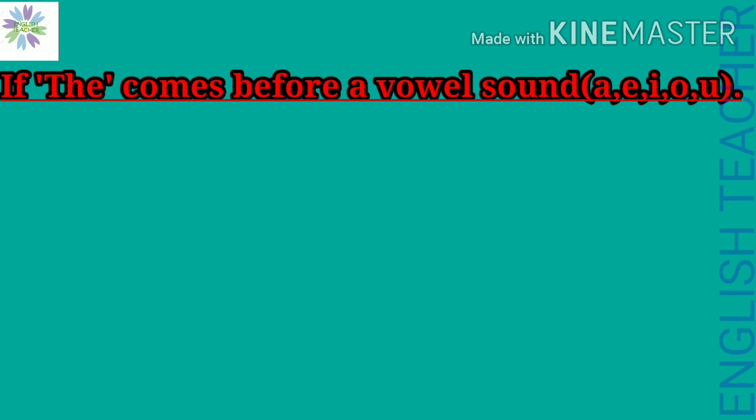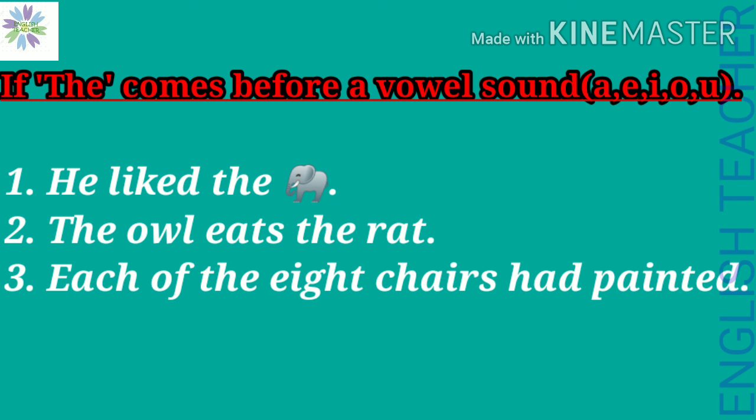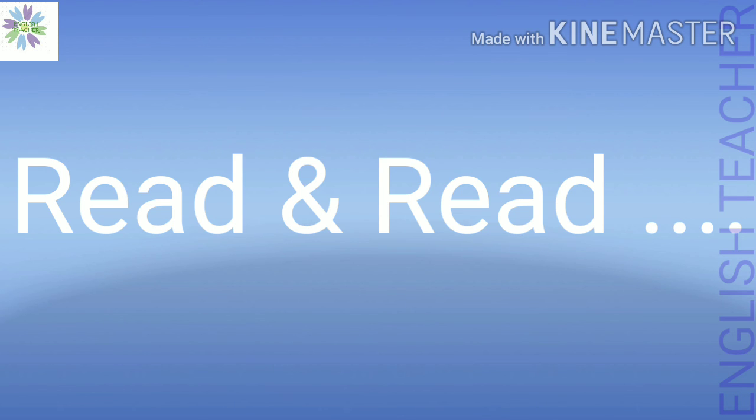If the comes before a vowel sound like a, e, i, o, u, the is pronounced as thee. Look at the examples. He liked the elephant. The owl eats the rat. Each of the 8 chairs had been painted. Here, the words that come before vowel sounds are the elephant, the owl, the 8. Read as much as you can. Definitely you will get correct pronunciation easily.